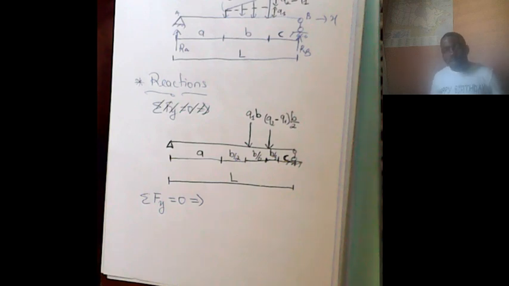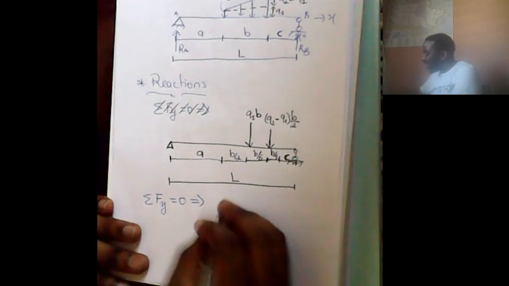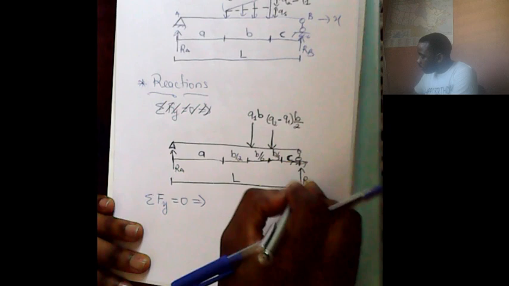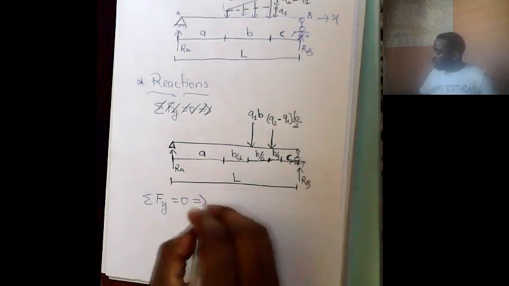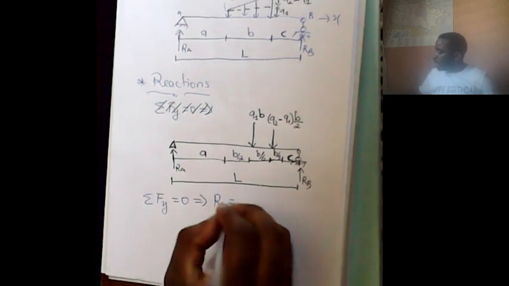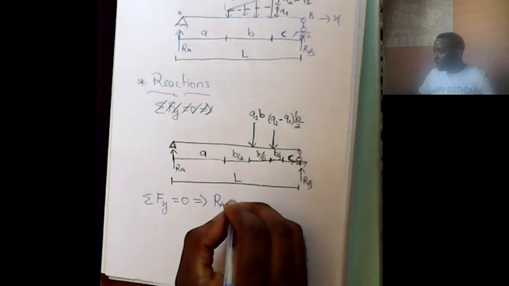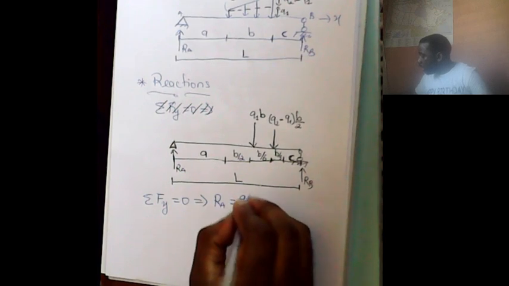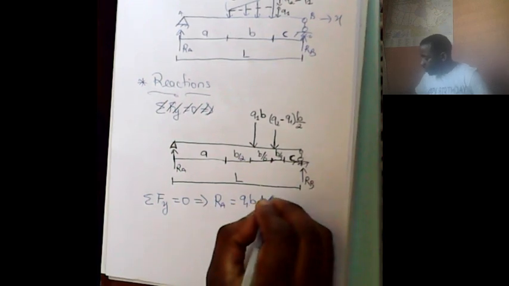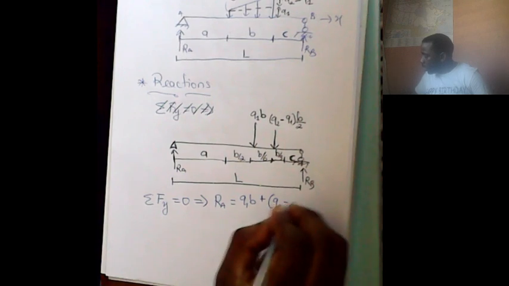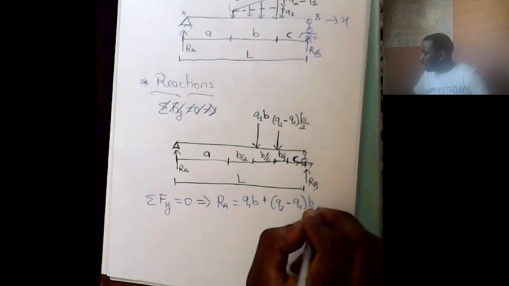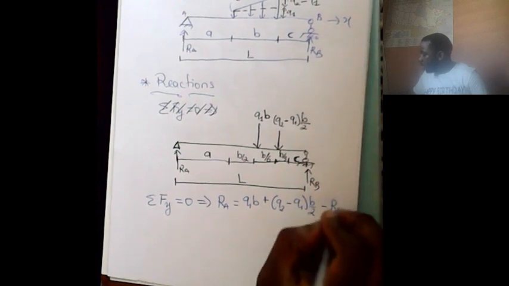What are the ramifications? Sum of forces following y equals 0. Okay, so I have, let's not forget that we have our RA here, and we have our RB this way, okay? So in this case, I'll have RA equal to Qr1B plus Qr2 minus Qr1, B on 2, all of that minus RB, okay?